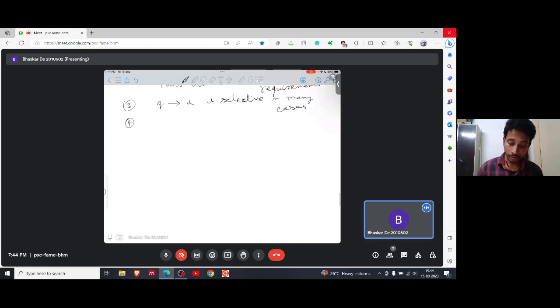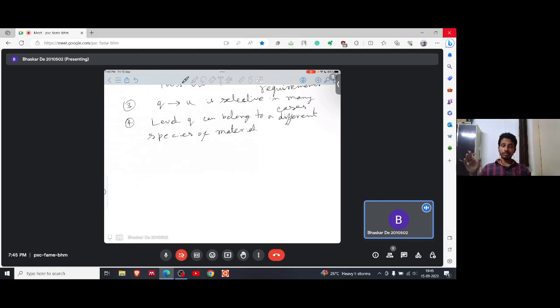And this is the most common scenario for indirect pumping, that the level Q can belong to a different species of material. So this Q can belong to a different species of material than U. So this could allow the use of a material that can be efficiently excited to the storage level Q.